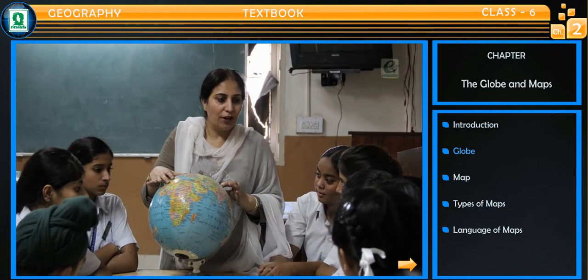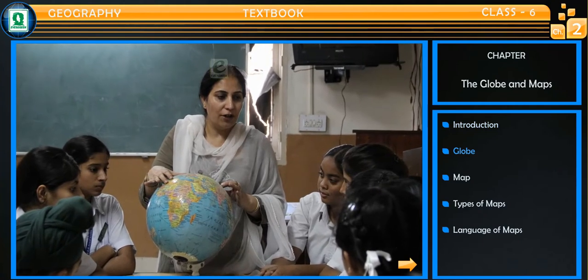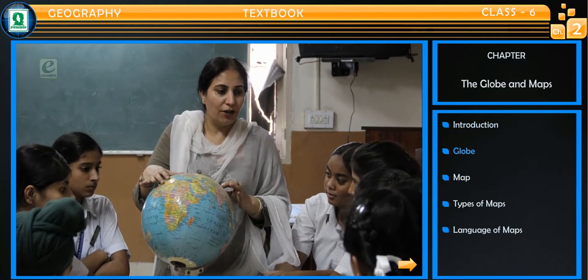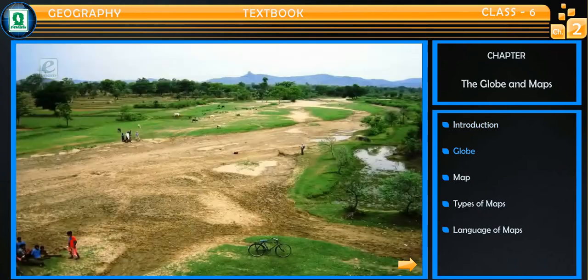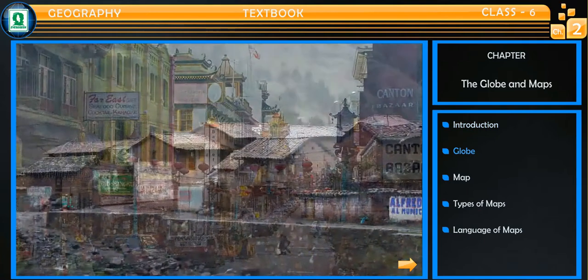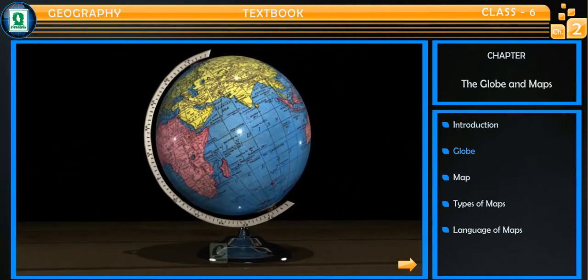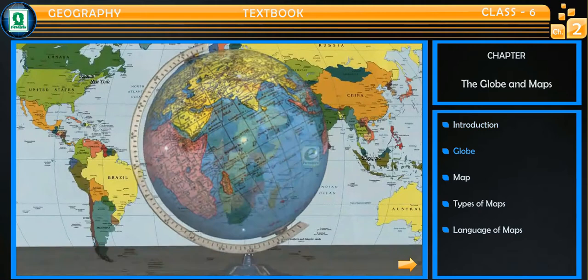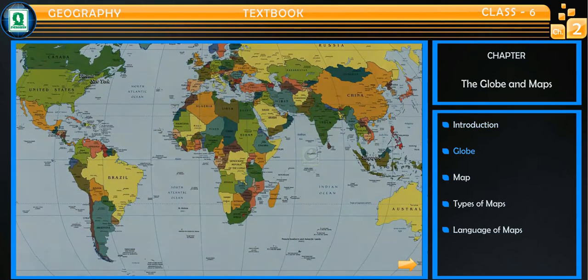One cannot see the entire surface of the earth at a glance on the globe. Moreover, detailed information about landforms, roads, railways, towns and villages, etc. cannot be obtained on a globe. For such detailed information, we depend upon maps.